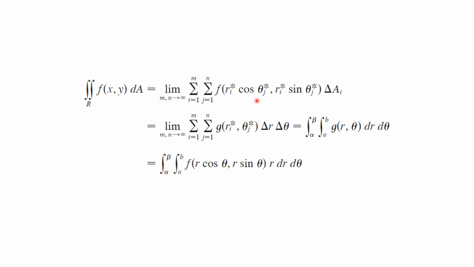Change of variables: the double integral of g of r, theta dr d theta is equal to the double integral from alpha to beta, and the integral from a to b, of f of r cosine theta, r sine theta, r dr d theta. So in this case, we could have this one.